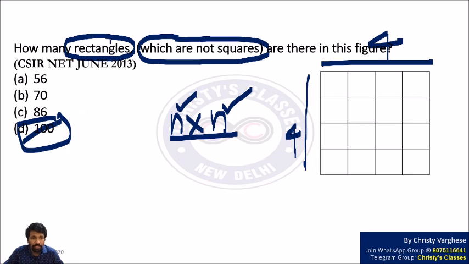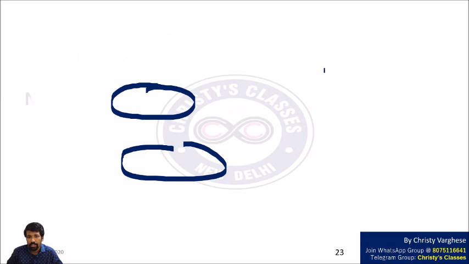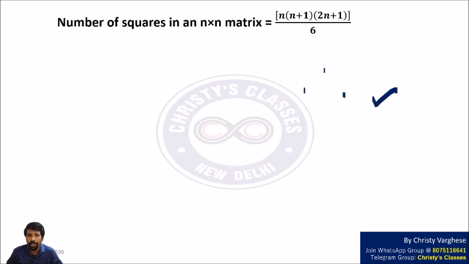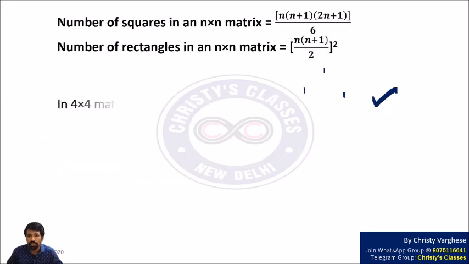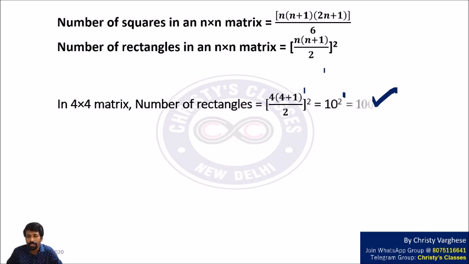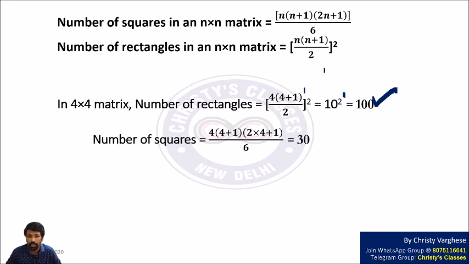Just to confuse you or just to give you a wrong answer, 100 is not the answer because the question is asking for rectangles which are not squares. By applying this formula, what you have got is the total number of rectangles. In the total number of rectangles, all the squares are already added up. But we don't want those squares. We want only typical rectangles. That is why you have to subtract the number of squares from this. That means you have to separately find the number of squares using the square formula.